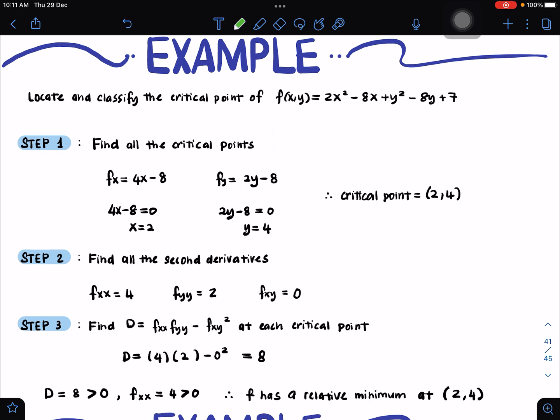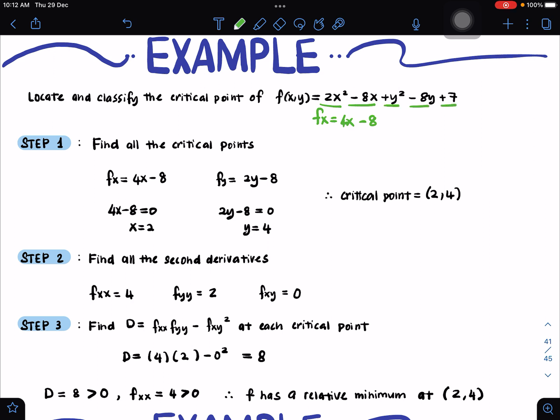Okay, locate and classify the critical point of a function fxy, 2x square minus 8x plus y square minus 8y plus 7. So the first thing you need to do is to find the critical point. So to find the critical point, you need to find the partial derivative. Mula-mula kita cari fx. So fx differentiate kepada x. So this one will be 4x. This one will be negative 8. This one will be constant kosong, constant kosong, constant kosong.